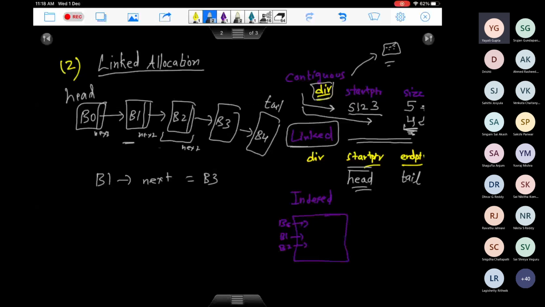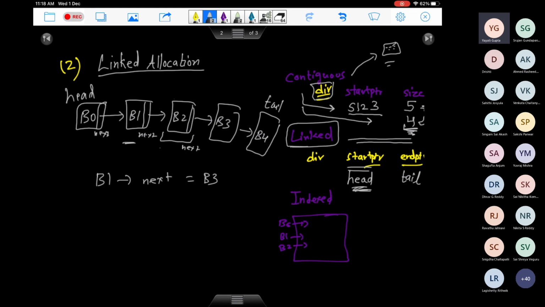But the point is we don't even know where B1 is. We don't have the address of B1. So you'll have to do a trace all the way from the beginning. We only know where the head is. So it's a question similar to, let's say you are given the head of a linked list and you want to remove the kth element of that linked list.